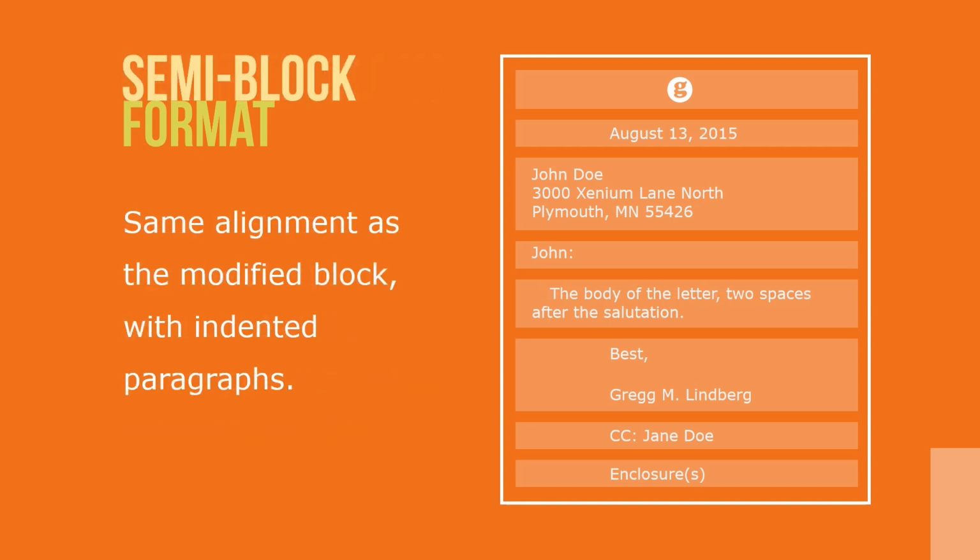The semi-block format shown here looks just like the modified block format in terms of aligning the date and the complimentary close with signature and any key enclosures at the center point of the letter. But the paragraphs in the semi-block format are always indented 5 to 7 spaces, using a tab in your word processing software.